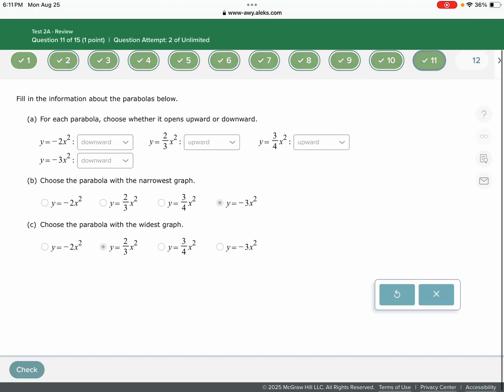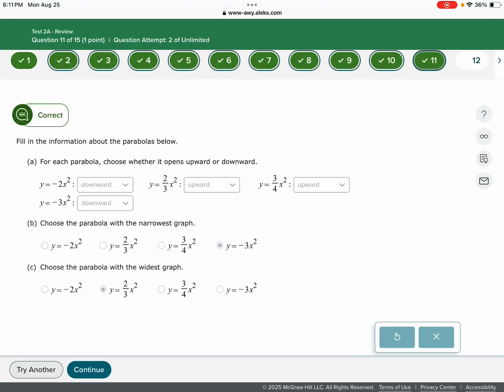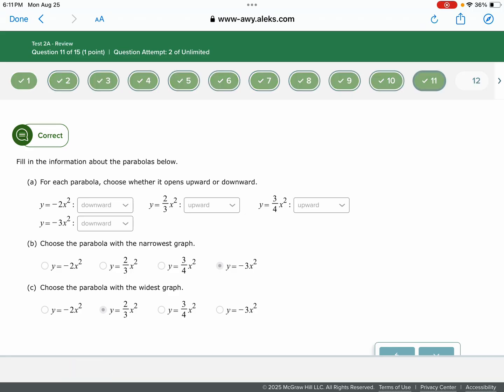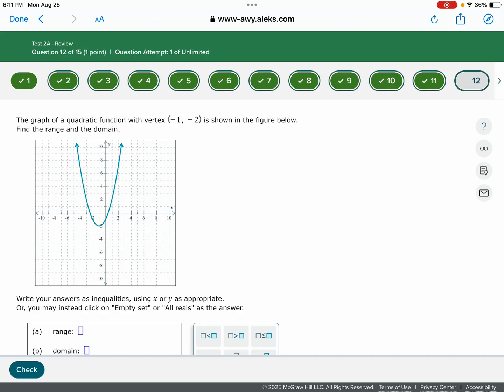Let's see if I'm right. Okay, and we're good. So that's an example that you can expect to see on 11. Again, you might get one with graphs, asking questions that are similar but different, and then you might get ones with equations. All right, moving on to 12.